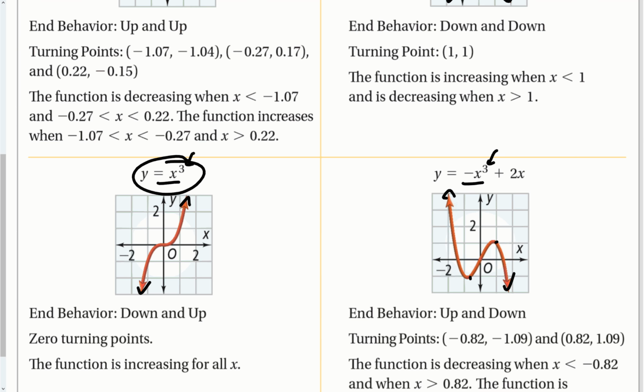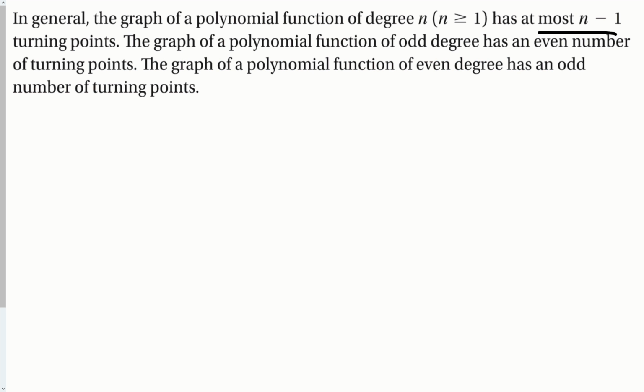Okay, so this theorem doesn't tell you how many turning points a polynomial has. It tells you how many it could have. And the graph of a polynomial function of an odd degree has an even number of turning points. Okay, because both ends have to go in different directions. So it either doesn't turn at all, or it turns twice. It can't turn once, right?